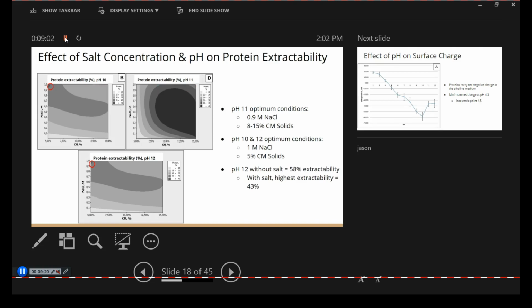And then in pH 10 and pH 12, you see similar optimal conditions at 1 molar sodium chloride and 5% canola meal solids. And then I'd like to point out, so when salt was added to the pH 12, without salt, there was a 58% extractability, and then we saw a decrease when salt was added to 43%.